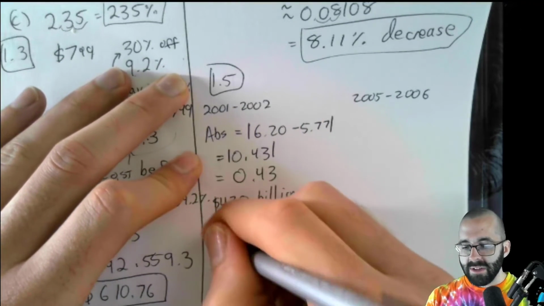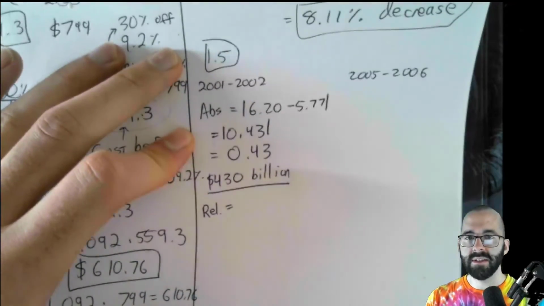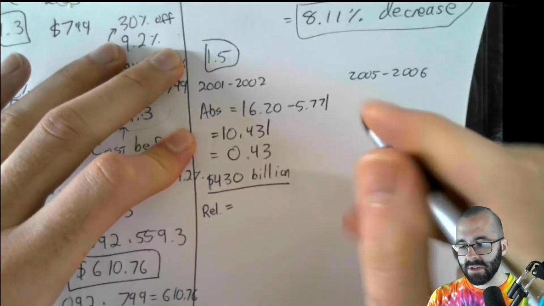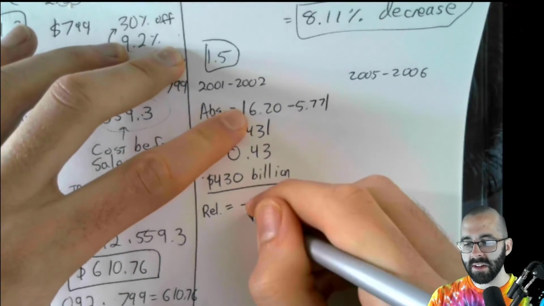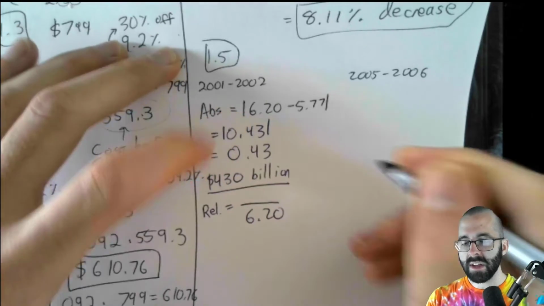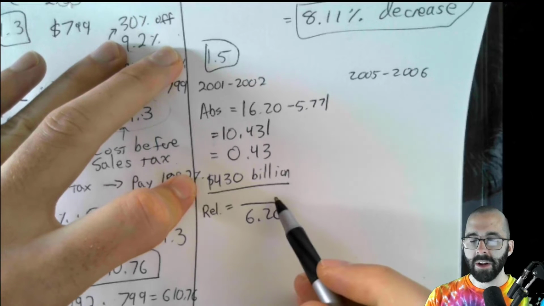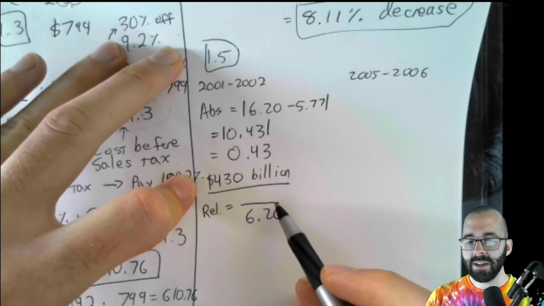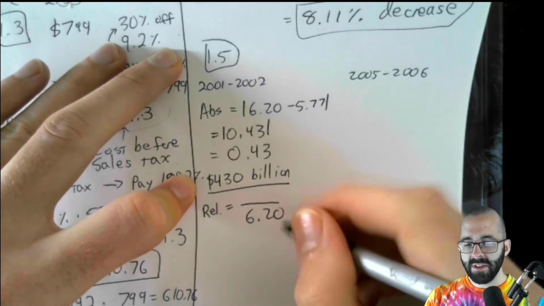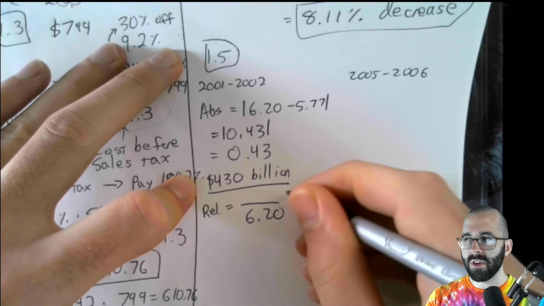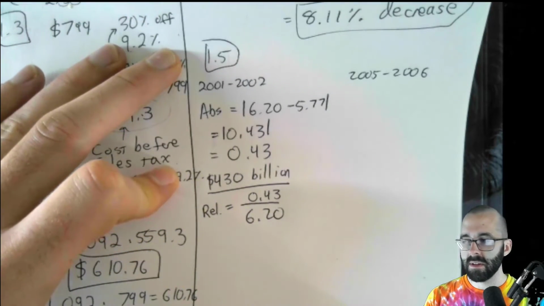While we're at it, let's find the relative change. So the relative change, the formula says, is the absolute change divided by the starting. So the starting was 6.20. Now be very careful not to put 430 up here. We need to be comparing apples to apples. This is in trillions of dollars, so the numerator also needs to be in trillions of dollars. 0.43.